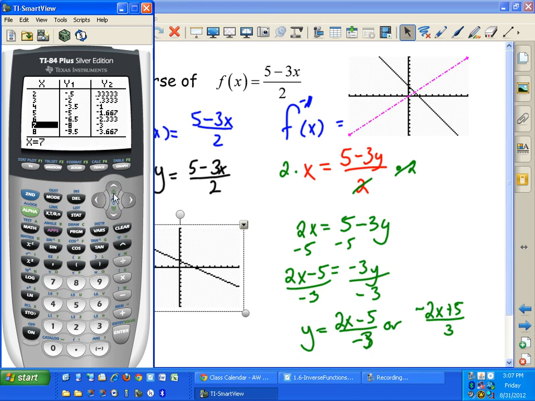And so we just need to kind of pay attention as we're doing this, that we're going to switch the x and y places to get the inverse.